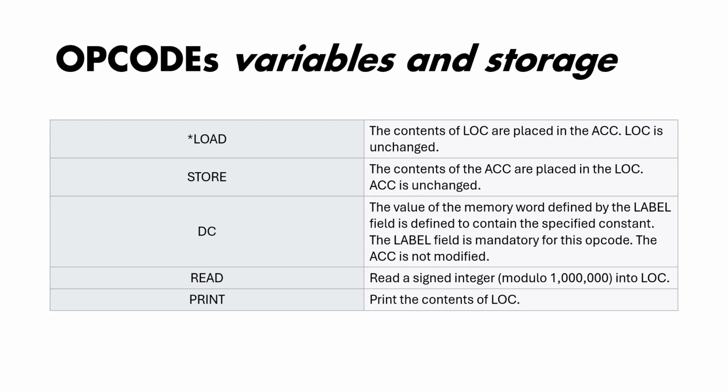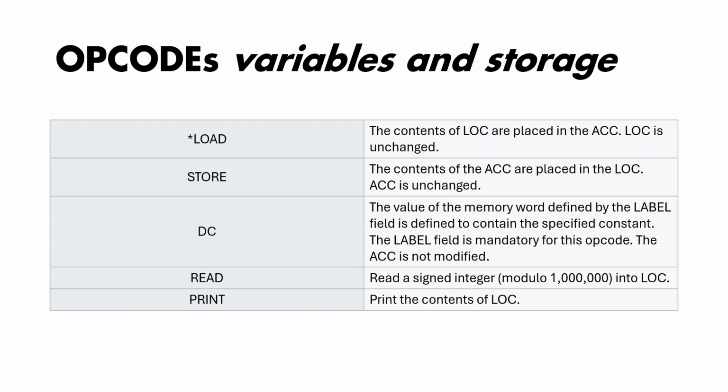DC: the value of the memory word defined by label is defined to contain the specific constant in the lock. The label field is mandatory for this opcode, so DC is essentially just, as you would see in other programming languages, a variable assignment. A is equal to B. In this, it would be A, D, C, B.